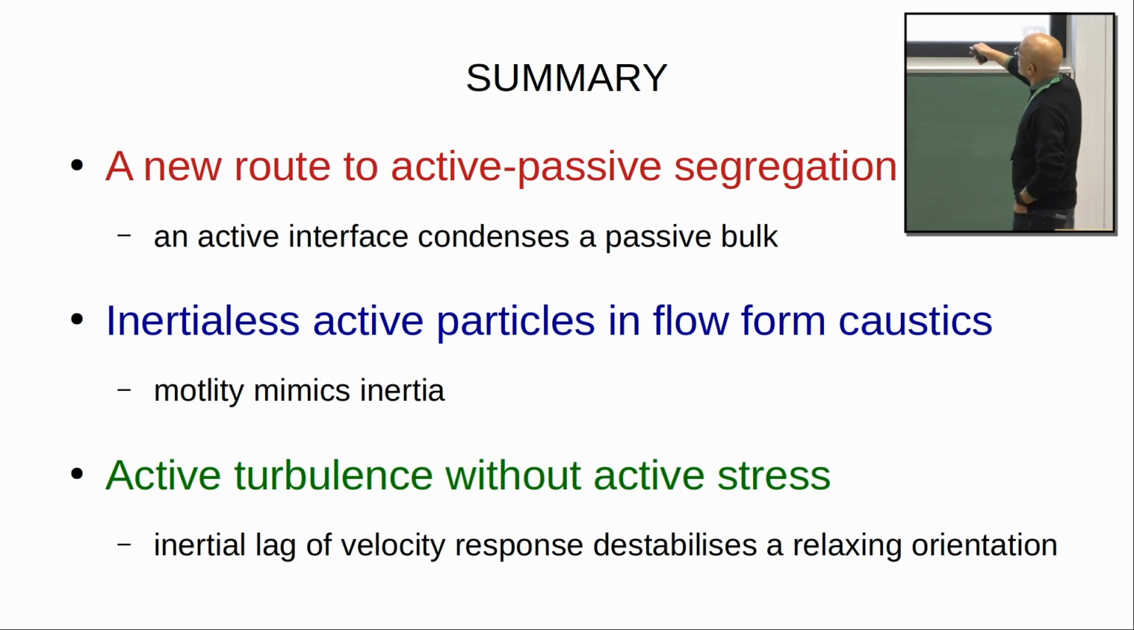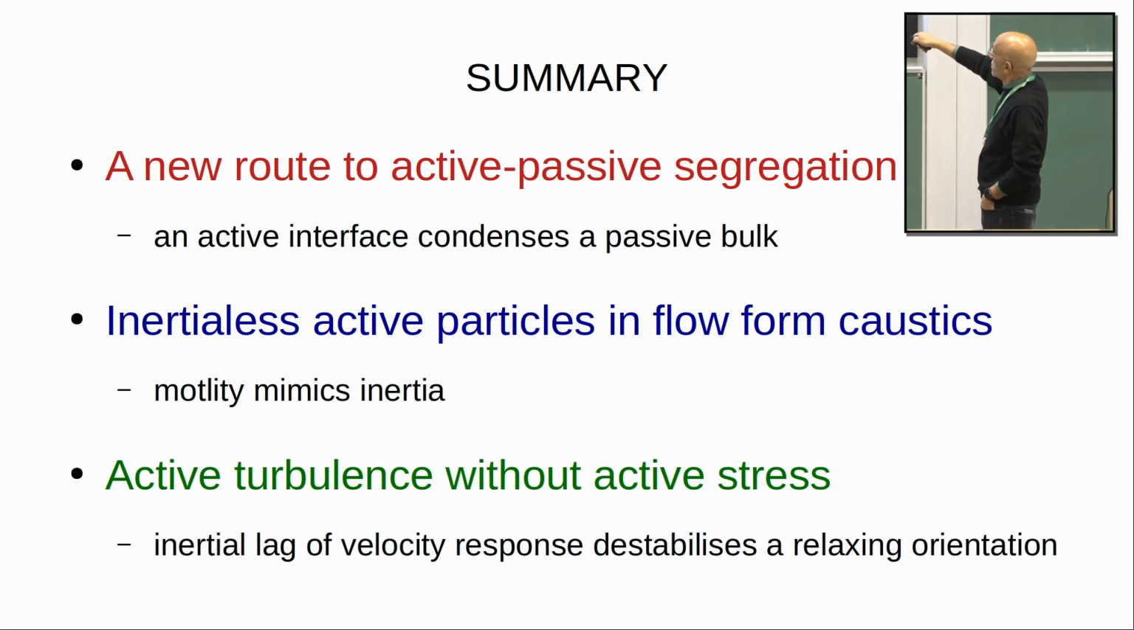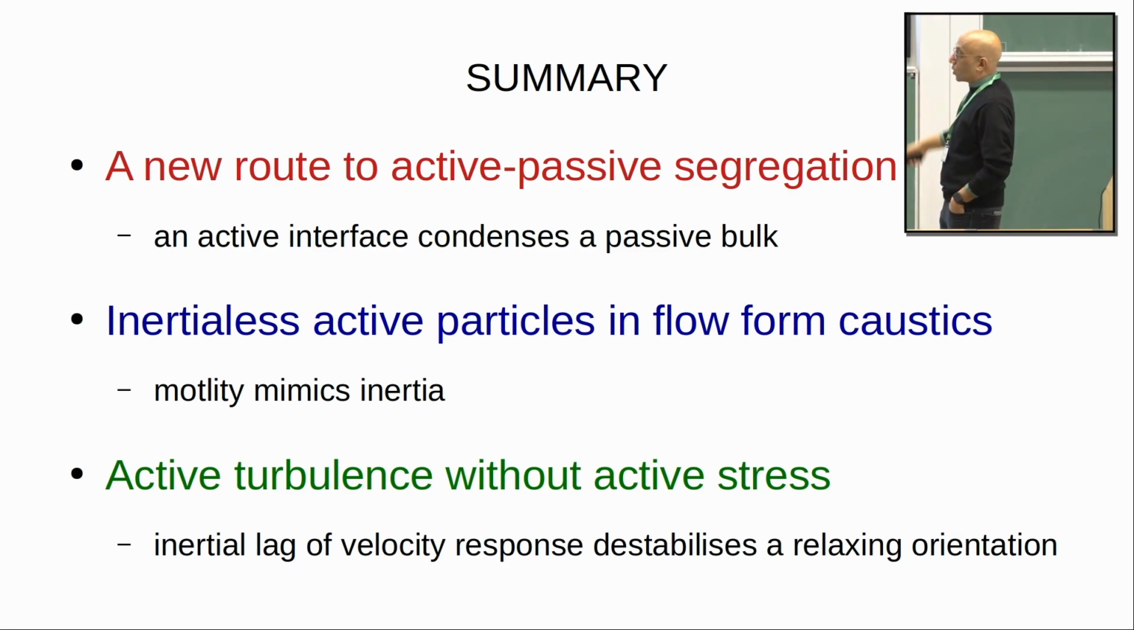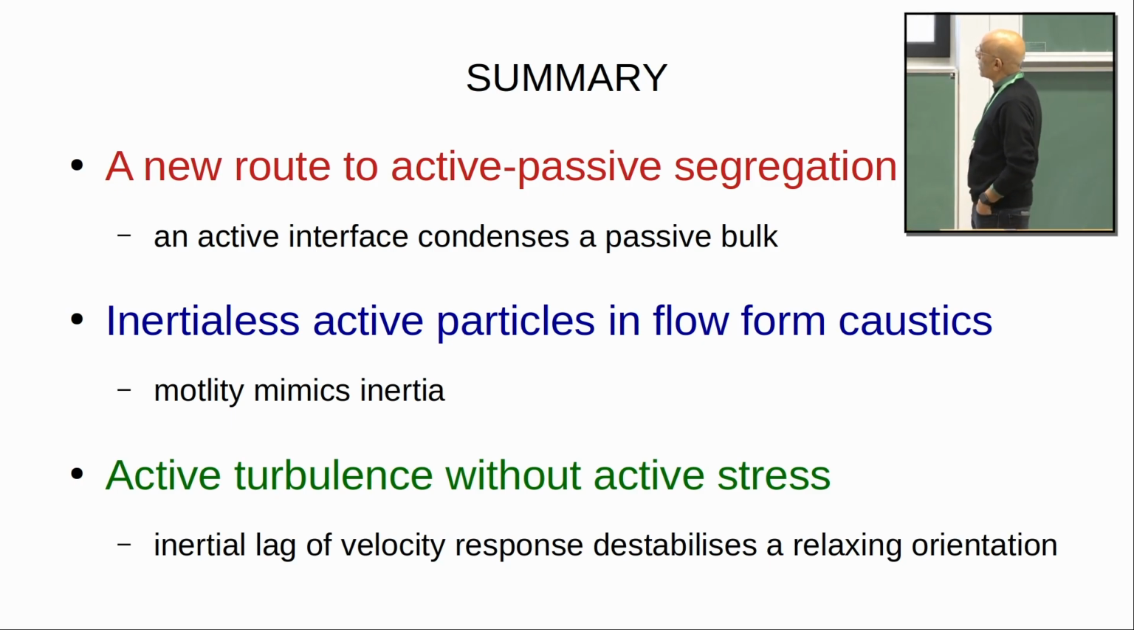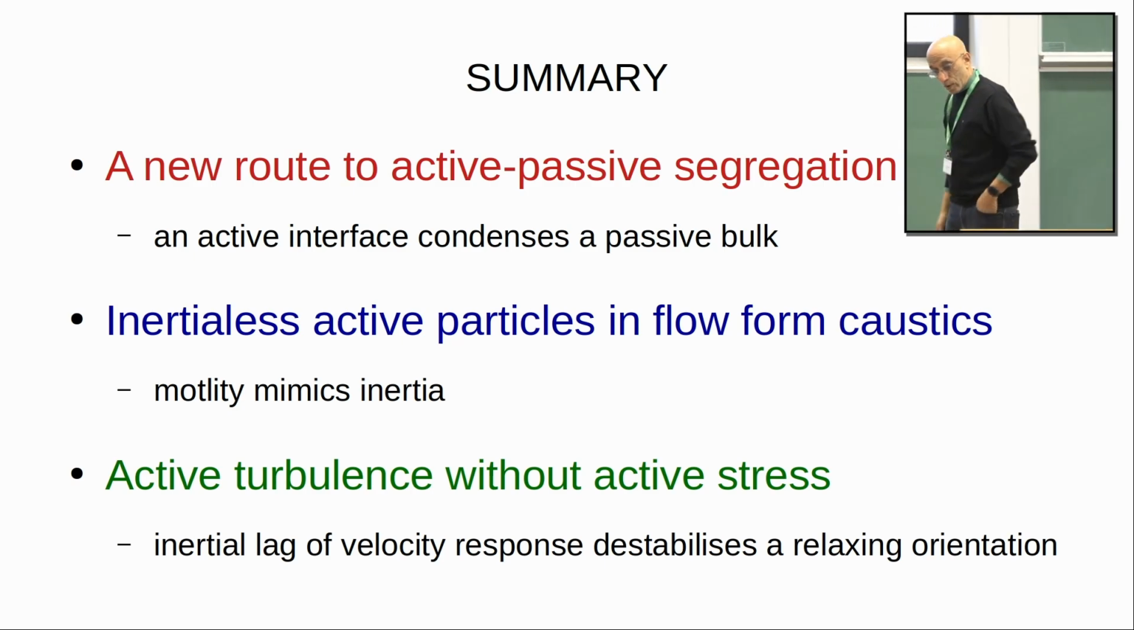Okay, so I'll summarize all three parts. One, a new route to active-passive segregation, where an active interface condenses a passive bulk. Two, caustics without inertia, but with motility. And three, active turbulence without active stress. Thanks, I'm happy to answer questions.